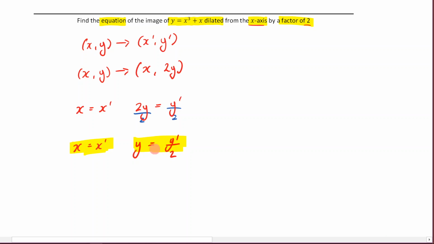So let's just highlight them. Let's now write down what our original graph was. It's this right here. It is y is equal to x cubed plus x. Into the y spot, I'm going to put this because I know y equals this. Y dash over 2 is equal to, into my x spots, I'm going to put x dash. So it's going to be x dash cubed plus x. The next step is I solve for y and drop the dashes.